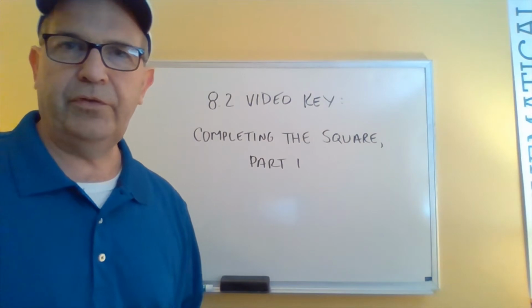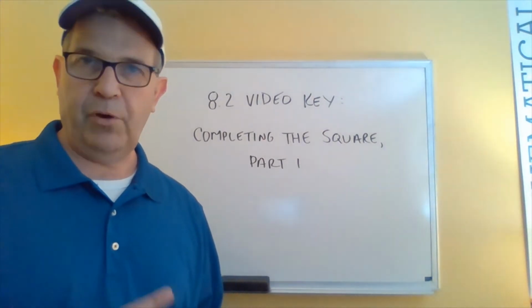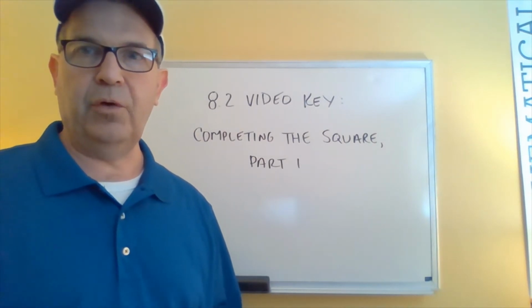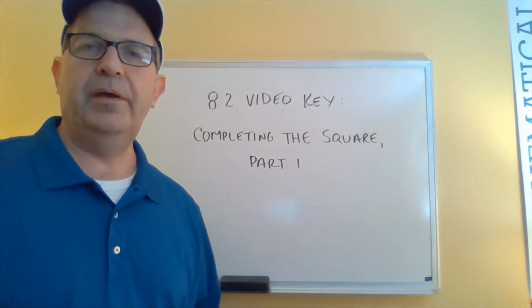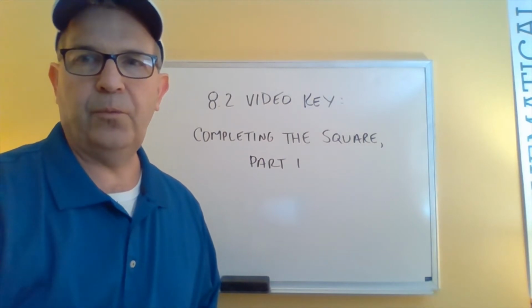Hello, Algebra 1. This is our video key for section 8.2, Completing the Square, part 1. In part 1, all we're going to concern ourselves with is getting our quadratic equation and identifying b divided by 2, and b divided by 2 squared. So let's get started by taking a look at number 1.